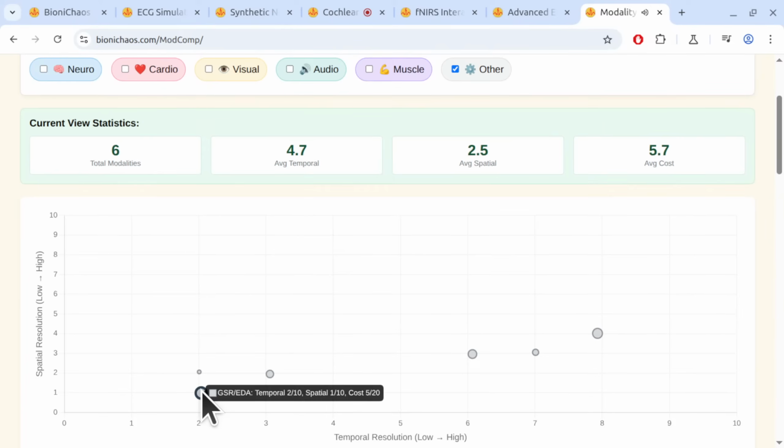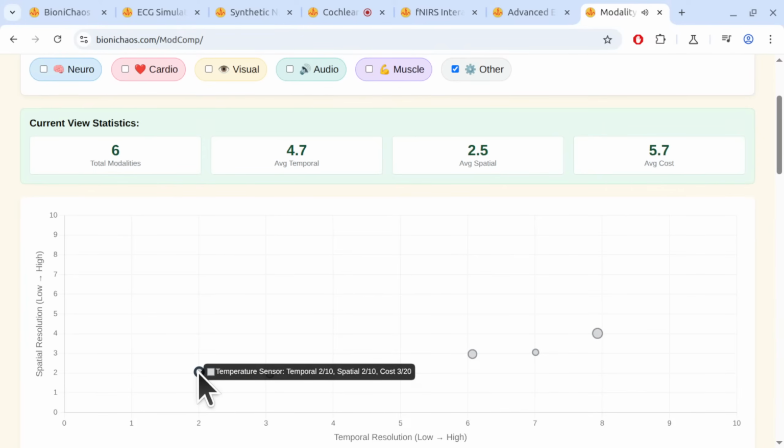Huh. And finally, the absolute rock bottom cheapest sensor on the entire chart. The temperature sensor. 2 temporal, 2 spatial, cost 3 out of 20. The humble thermometer. Yeah. Seems basic, right? But absolutely essential in so many applications, from medical to environmental monitoring. Sometimes the simplest data point is the most critical. It really puts it all in perspective.